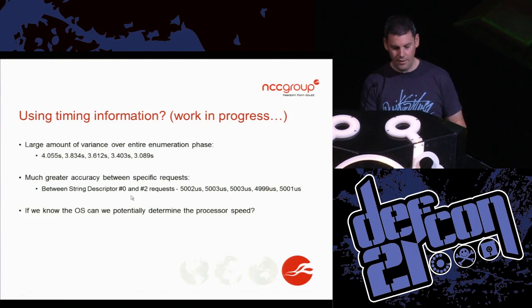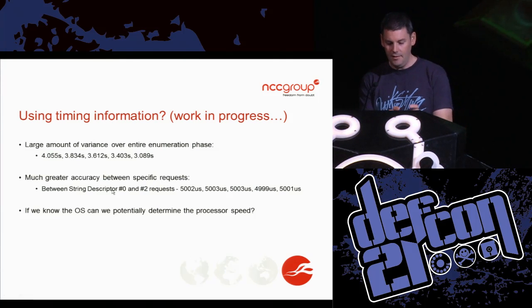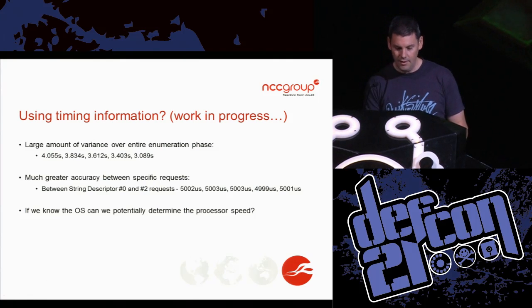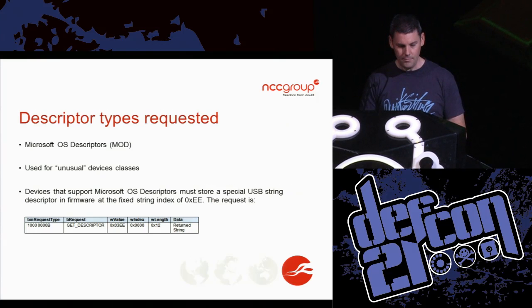However, I noticed that if you choose the time between specific requests, so for example in this case between the requests for string descriptor 0 and 2, there's actually very little difference in the timing between those. And this kind of implies that if you already know the OS, there's the potential for discovering some speed information here. Again, this is work in progress, and I hope to talk a bit more about that in the future once I've done further research.